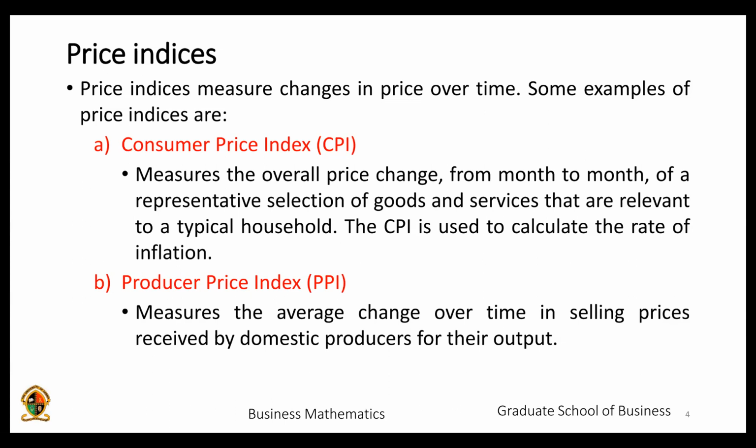Did you get it? Then the producer price index measures the average change over time in the selling prices received by domestic producers for their output. You look at things from the producer point of view, in terms of pricing, like how much they receive from whatever they sell. When you get that, this is what is known as the producer price index.